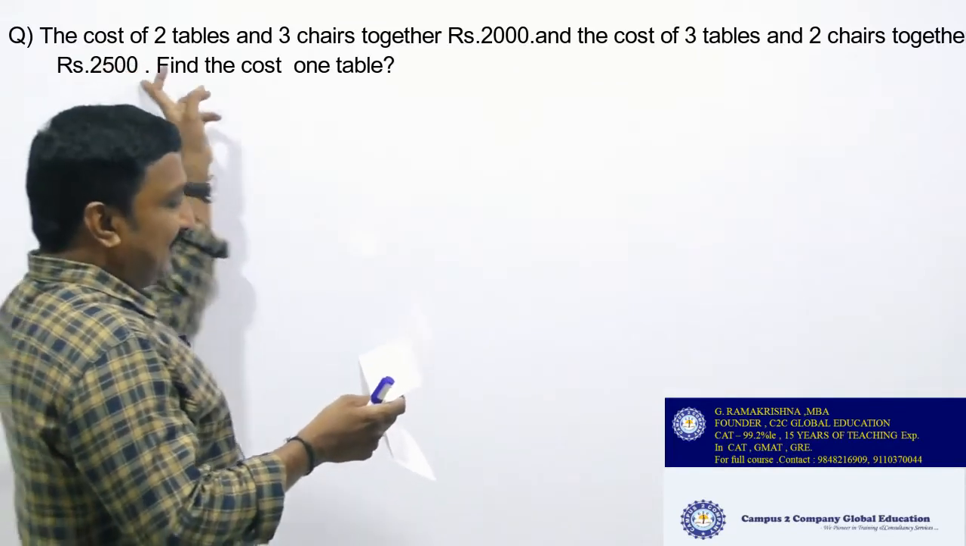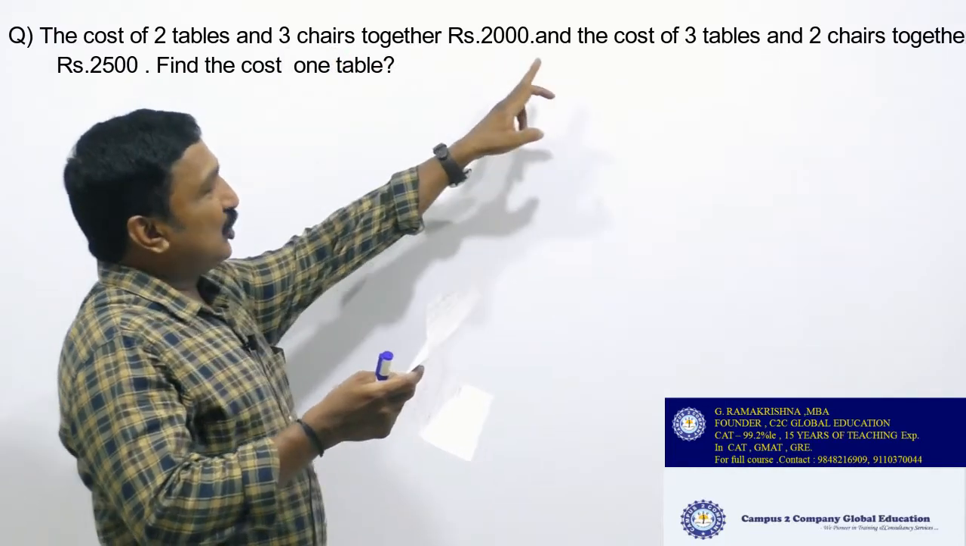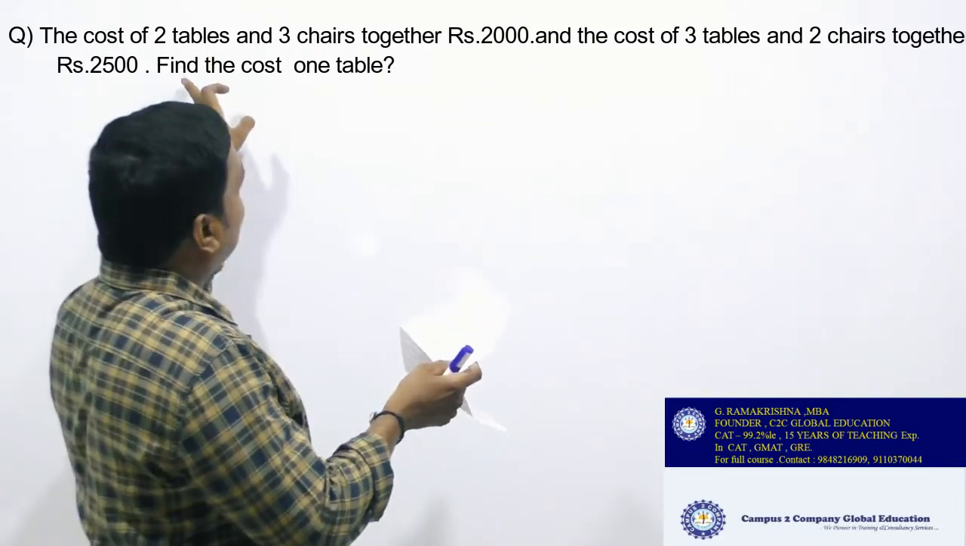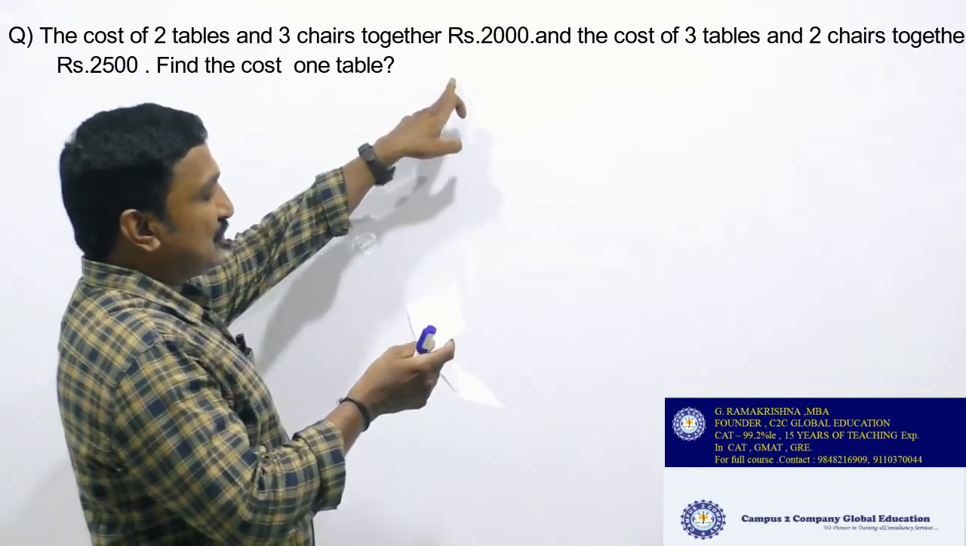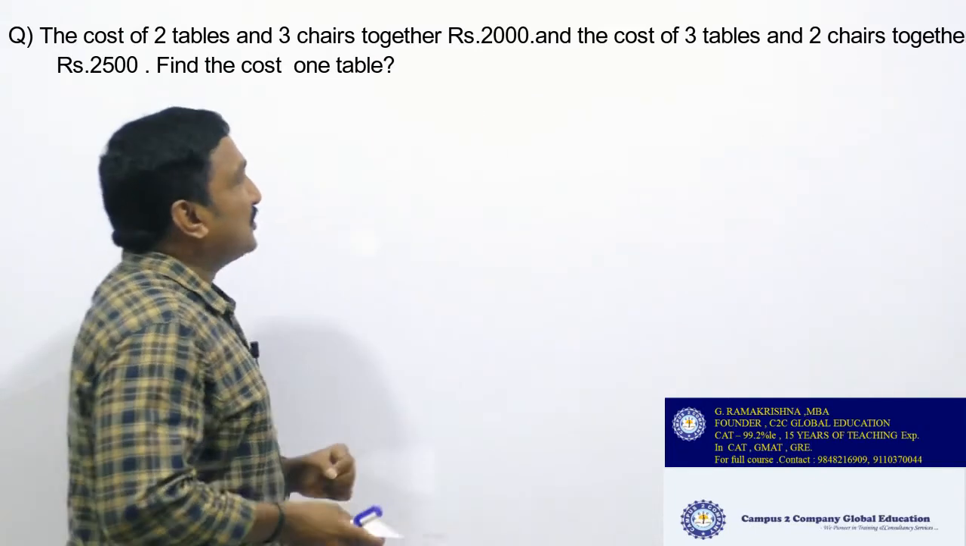I'm increasing the difficulty level gradually, right friends? So the first easy question, friends. The question is: the cost of two tables and three chairs together is 2000 rupees, and the cost of three tables and two chairs together is 2500 rupees. Find the cost of one table.